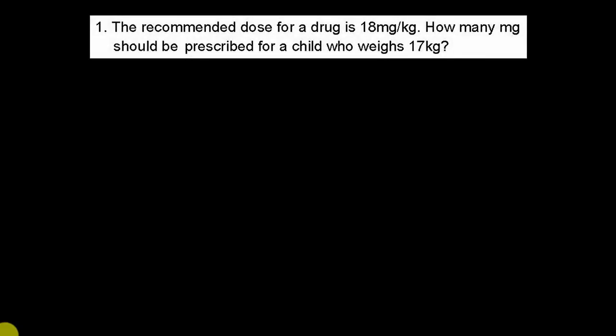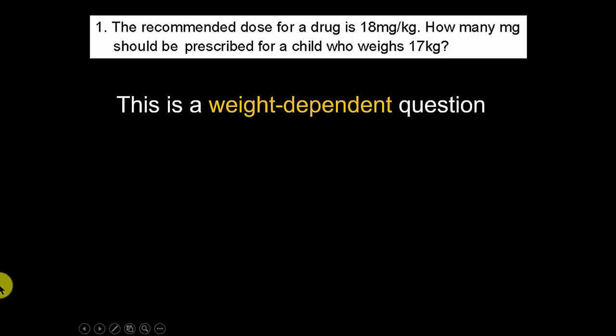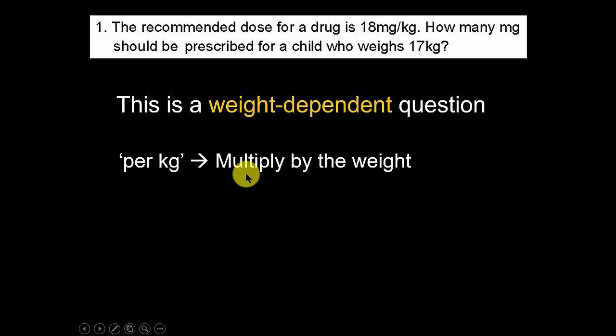The recommended dose for a drug is 18 milligrams per kilogram. How many milligrams should be prescribed for a child who weighs 17 kilograms? Now this is a weight-dependent question, and I can tell this because you have per kilogram as a statement there in the dosage for the child. So whenever I see per kilograms, I know it's weight dependent, and therefore I will multiply by the weight. So I have to do 18 milligrams multiplied by 17.